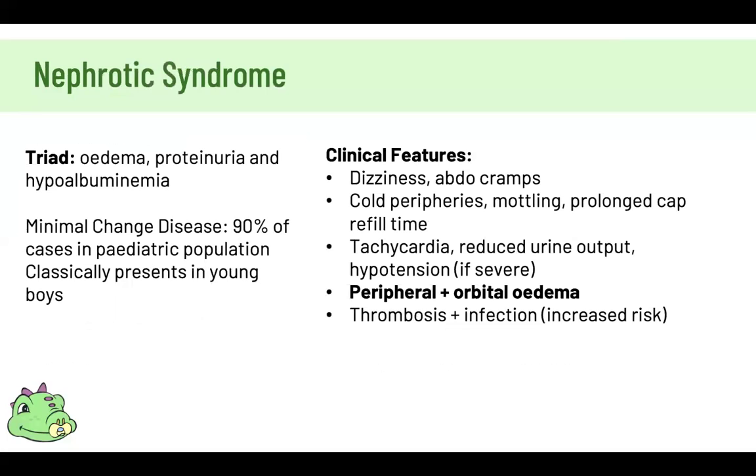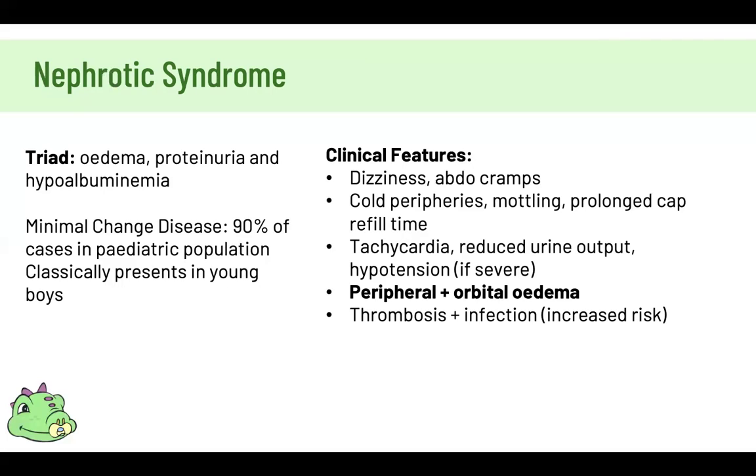Cool, so that's VUR. Moving on to nephrotic syndrome. Nephrotic syndrome obviously presents with the classic triad of edema, proteinuria, and hypoalbuminemia. The most common cause in kids by far is minimal change disease. In around 90% of cases in the peds population, the diagnosis will be minimal change disease. And the classic presentation is in a young boy.